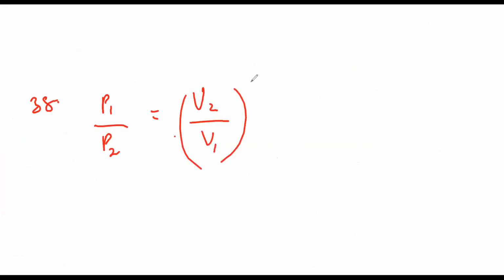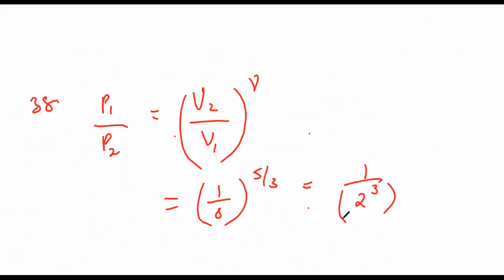So guys, a very simple thing, 38 to 1. Very simple formula: P1 by P2 is equal to V2 by V1 whole power gamma, where gamma is the specific heat ratio, given as 5 by 3 in the question. So we just have to find P1 by P2. That is 1 by 8 whole power 5 by 3. How do I write 1 by 8? As 1 by 2 cube, whole power 5 by 3. Correct? So 3 and 3 will get cancelled. It is 1 by 2 power 5.